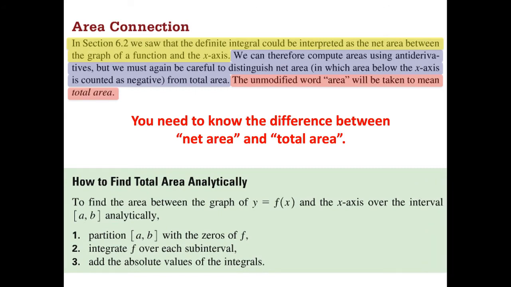In general, if you're asked to find the area of a graph, typically it means the total area. So that would imply all of your areas are positive regardless of where they are. That's why, if you look at step 3 in the process of how to find total area analytically, you put absolute values in your answers to ensure your outputs are positive.